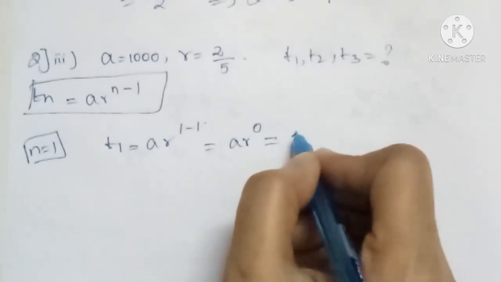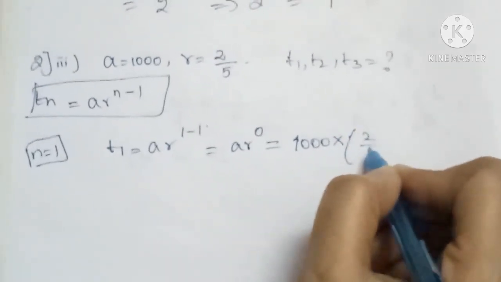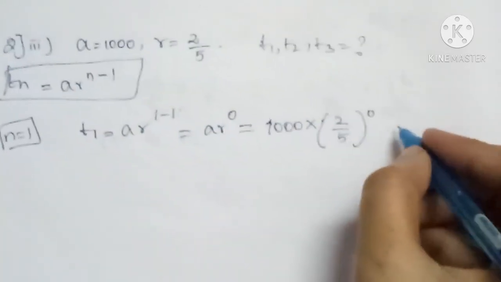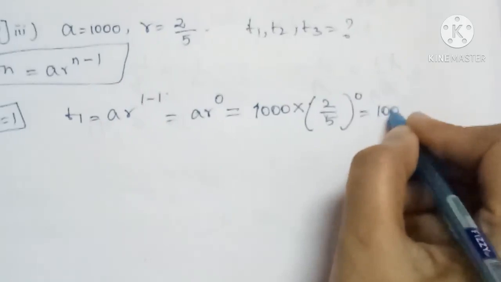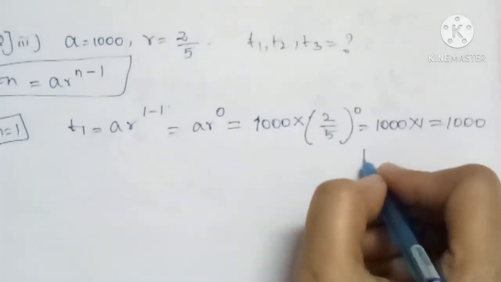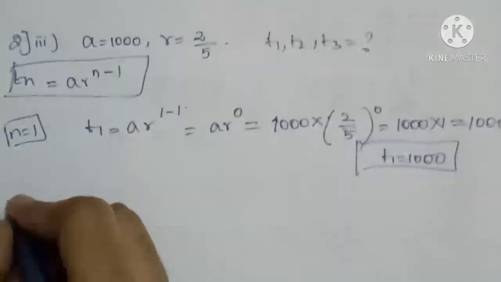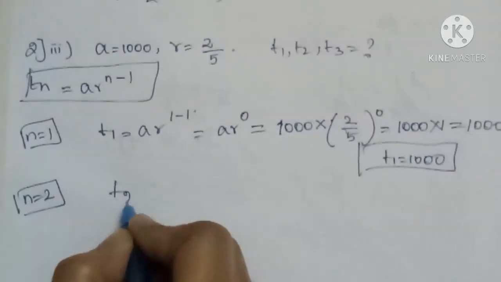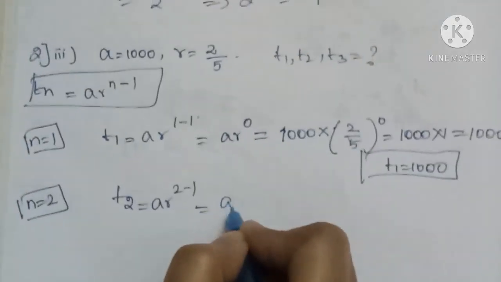So write the value of A is 1000 into the value of R is 2 by 5, the whole power 0. If any number to the power of 0, that number should be 1. So write 1000 into 1 is equal to 1000. So T1 is equal to 1000. Next let us find T2. So the value of n is equal to 2. Then write T2 is equal to AR power 2 minus 1.